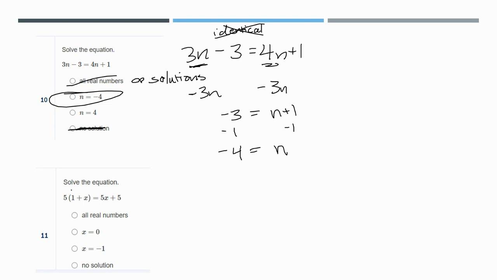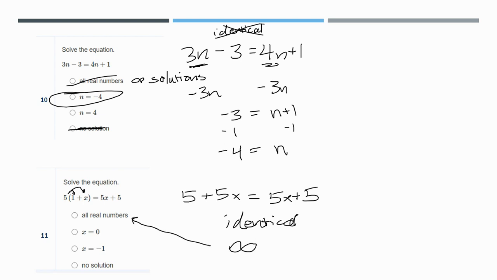All right, number 11. Here I'm going to distribute, and I would get 5 plus 5x equals 5x plus 5. Hey, I noticed those are identical. Remember, we covered identical means infinite solutions, which is the same as marking all real numbers.